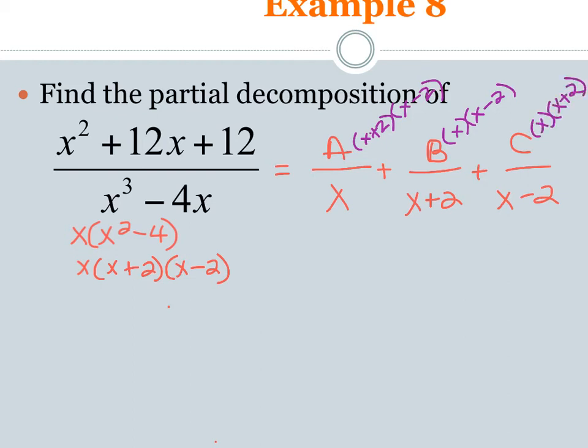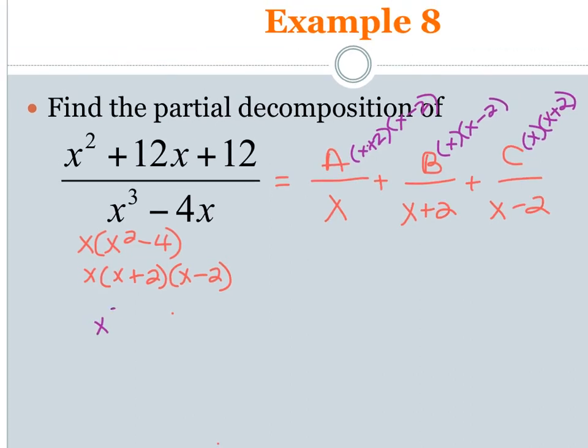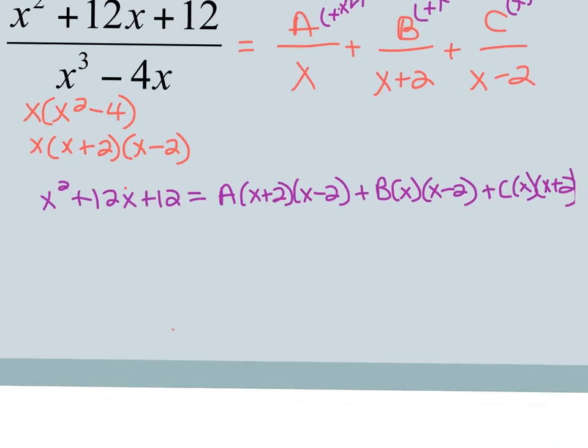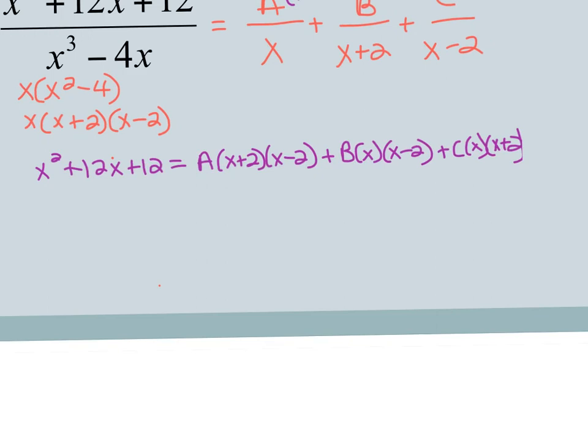So again, I'm going to focus on just my numerators. X squared plus 12x plus 12 equals a times x plus 2, x minus 2, plus b times x minus 2, plus c times x plus 2. So tedious, yes, but hopefully not difficult. You just have to go through each one, right? So there's 3 of them to do this time.